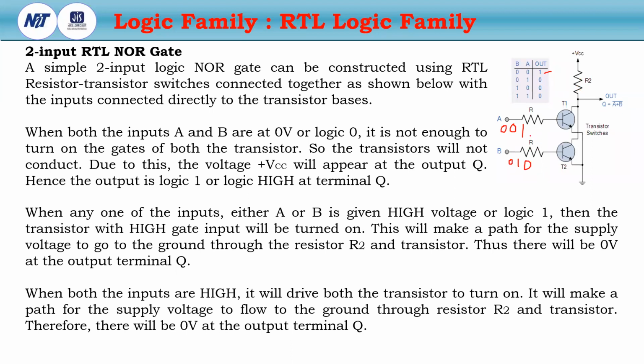If any one of the inputs is logic 1, or both the inputs are in logic 1, then the transistors T1 or T2, or both T1 and T2, will be in saturation mode. Then the maximum current will be produced and the maximum voltage drop will be produced at the resistance R2. So there is no output voltage, and the output is logic 0. This is the basic operation of the different types of gates in the RTL logic family.